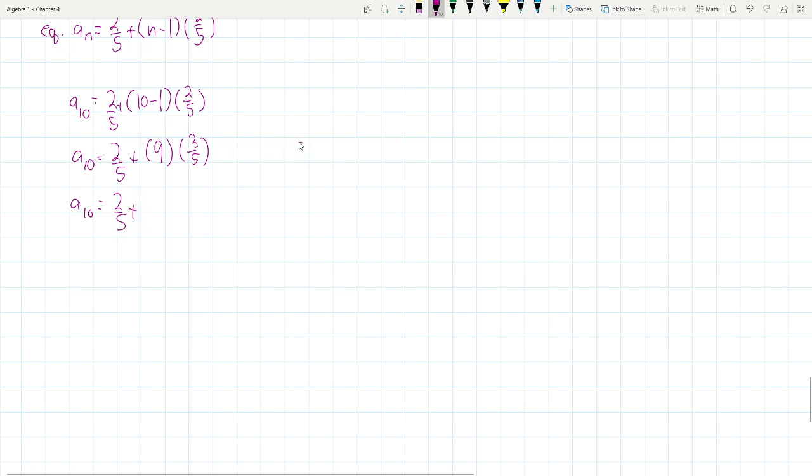You might kind of struggle with that one. If you think about it this way though, 9 times 2 over 5, this is really 9 over 1. You multiply across, so 9 times 2 is 18. 1 times 5 is 5. So this is 18 over 5. So plus 18 over 5. So a sub 10 is 20 over 5. And that actually reduces down to 4.